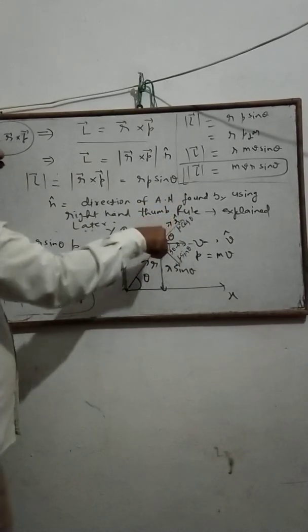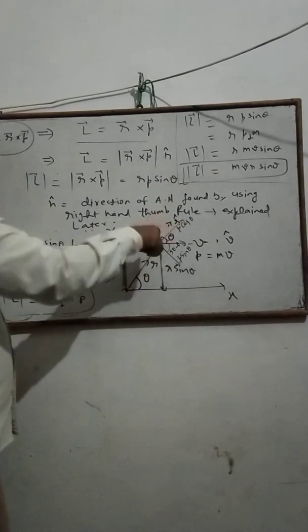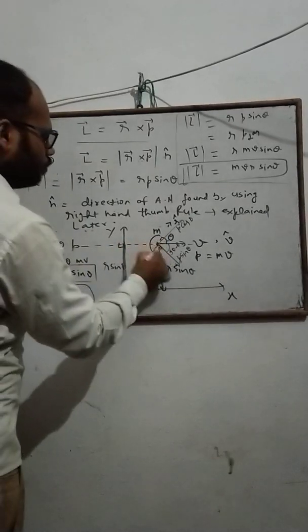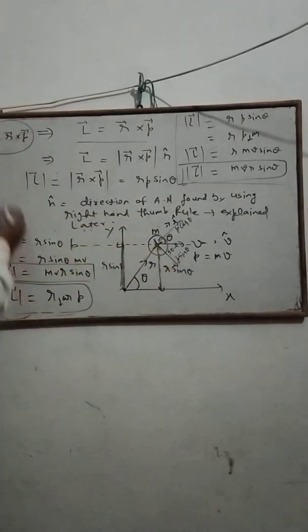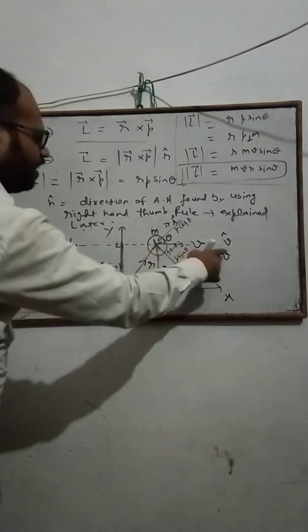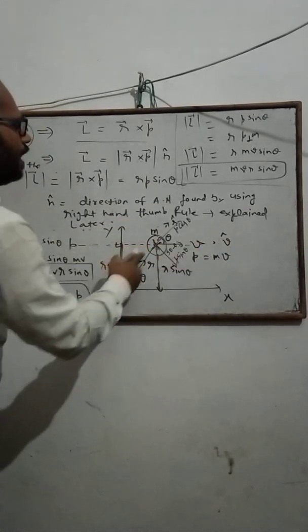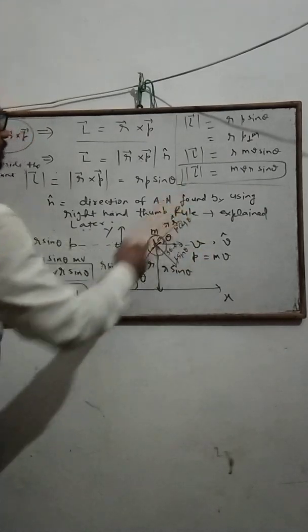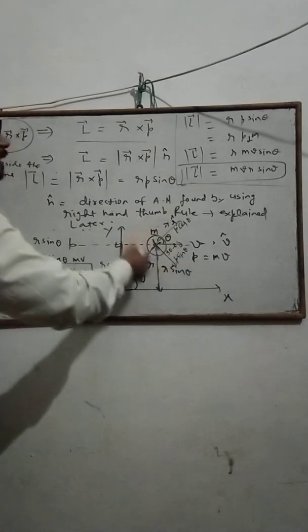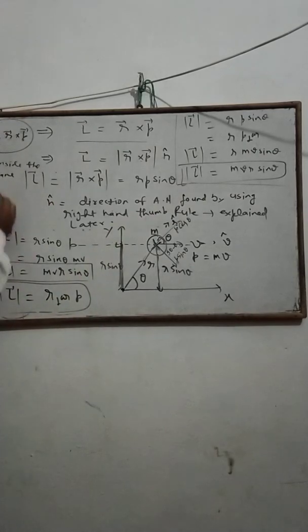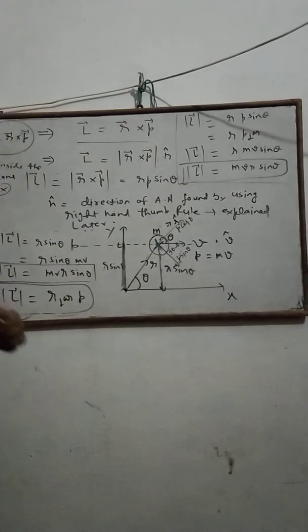Thumb will point towards the angular momentum. So here the direction of angular momentum will be perpendicular to the plane containing linear momentum and position vector. So the direction will be perpendicular to the plane containing linear momentum and position vector. Okay, thank you.